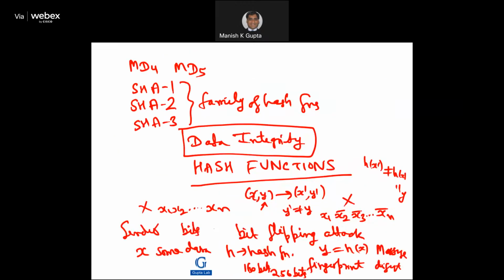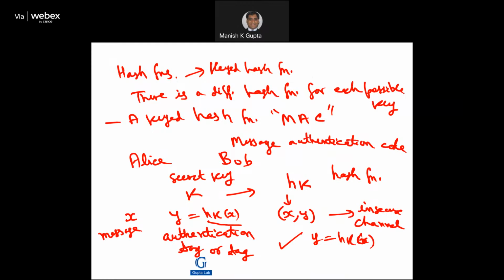Okay, so I'm just recalling this hash function. Hash function is this, right? So there are two kinds of hash functions: keyed hash function and unkeyed hash function, right? So normally this x comma y pair is sent, right? X is our message and y is the hash of x, which is h of x, or hk of x if it is a keyed hash function.